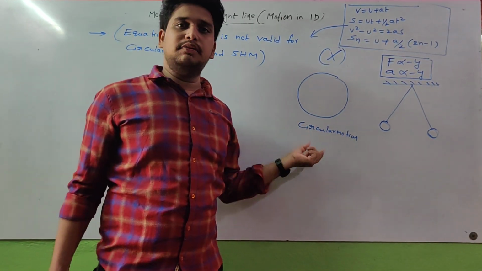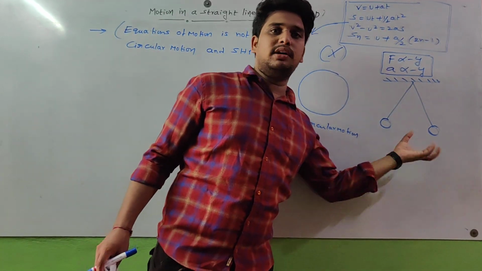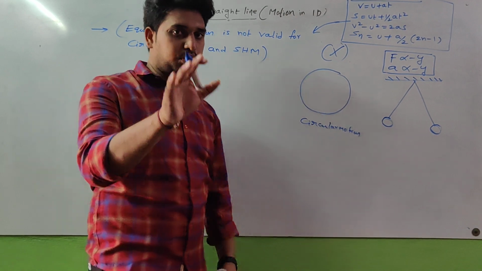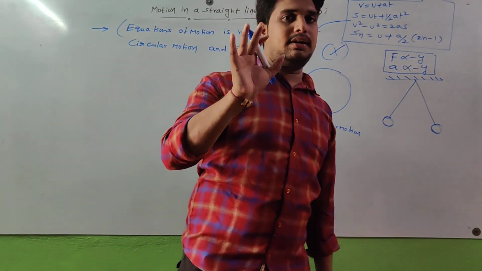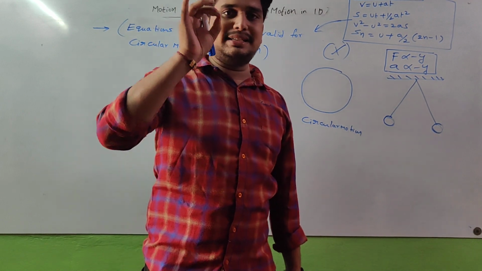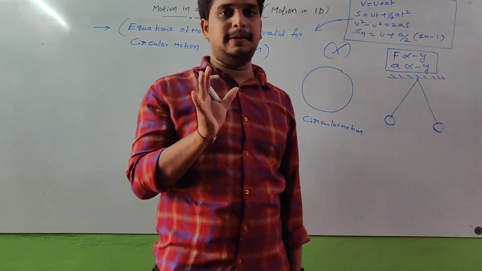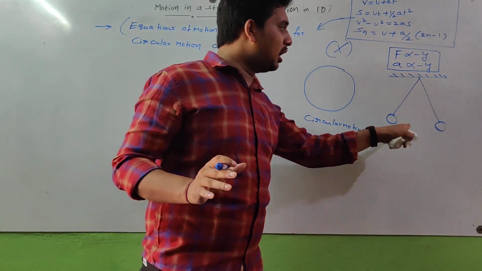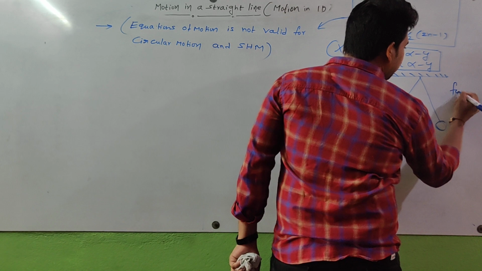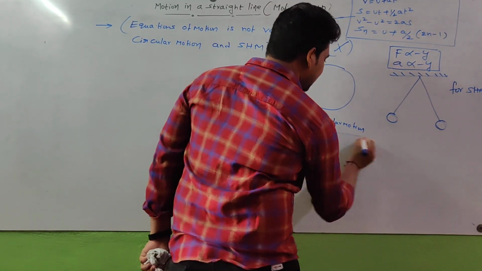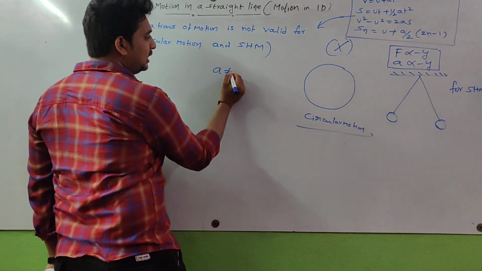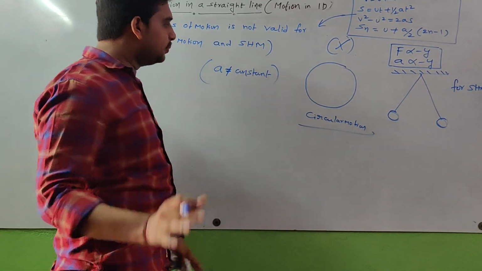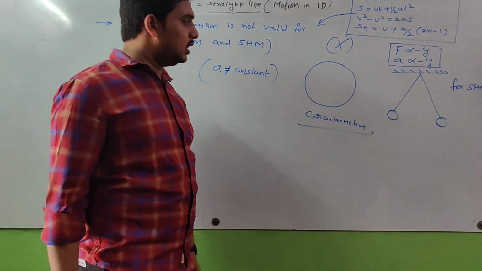They are not valid for circular motion. They are not valid for simple harmonic motion. Why are they not valid? I already told you: for these 4 equations to be valid, acceleration must be constant. Only when acceleration is constant is this valid. But for SHM and circular motion, acceleration is not constant. Simple logic here. Observe here.